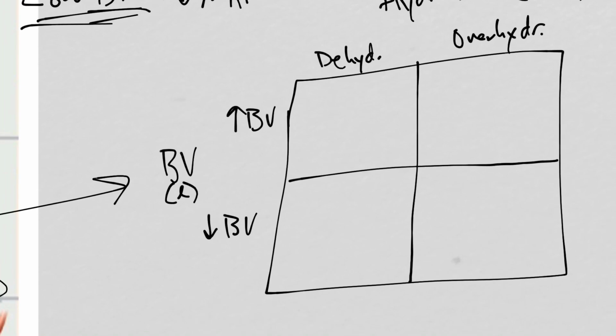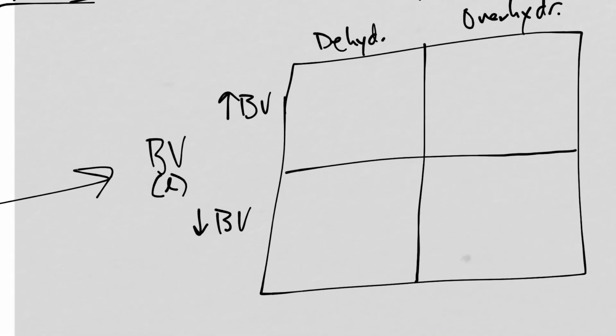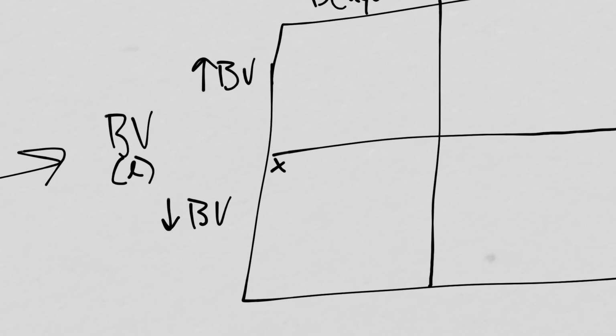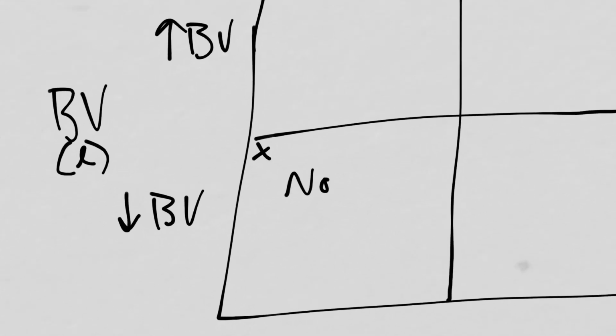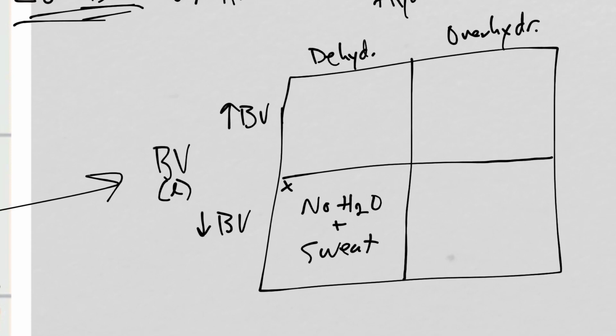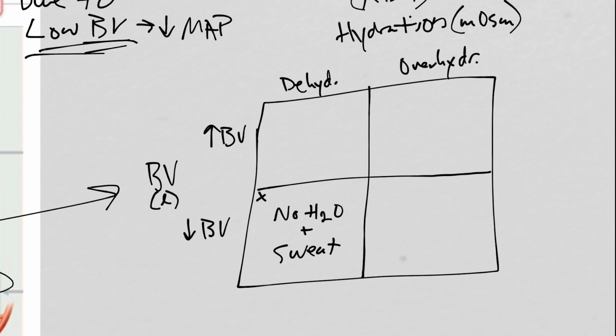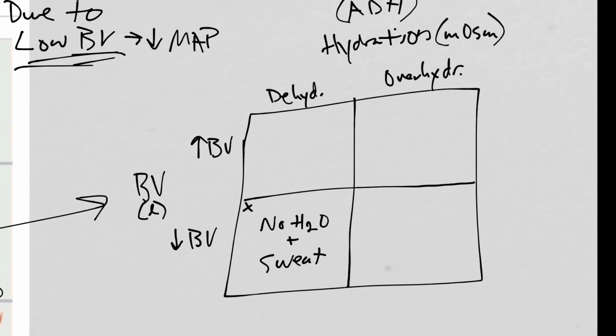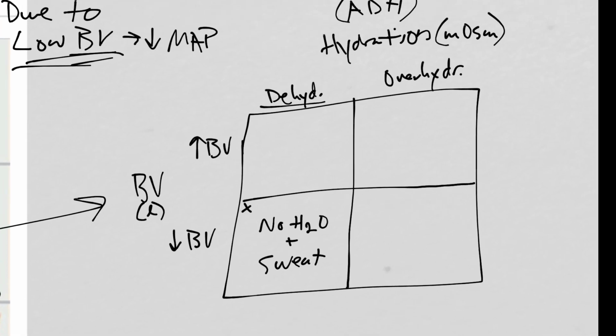The ones that make obvious sense: if you're dehydrated and your blood volume's low, that's this quadrant, that just means you're doing some combination of not drinking any water and maybe sweating a little bit. So if you're losing water, you're becoming low on blood volume and you're becoming dehydrated because the salts that remain inside of you are becoming concentrated. Okay? Because remember, dehydrated really just means too salty.